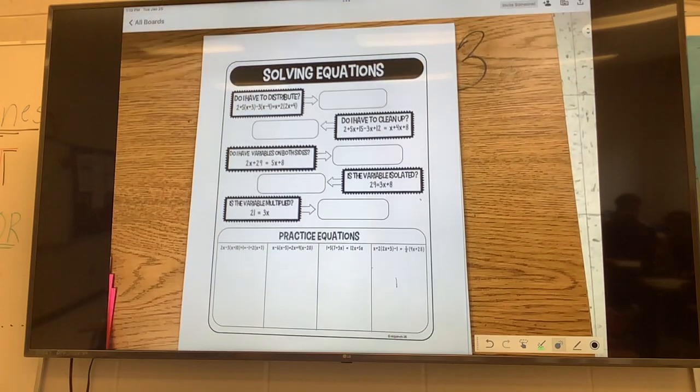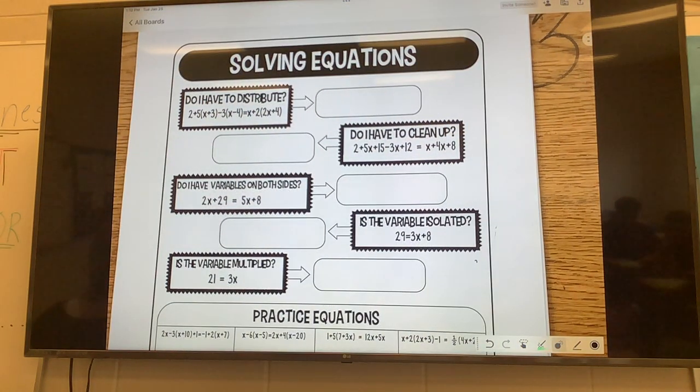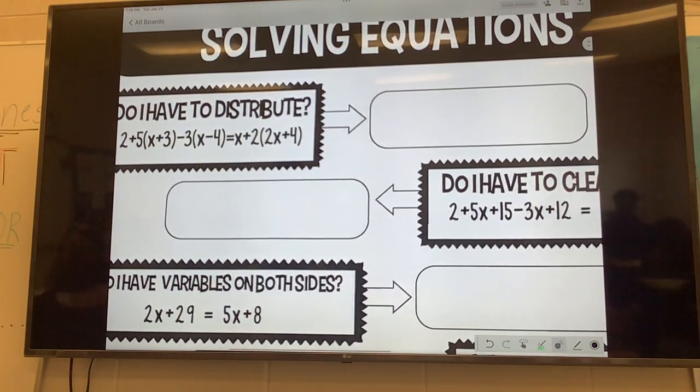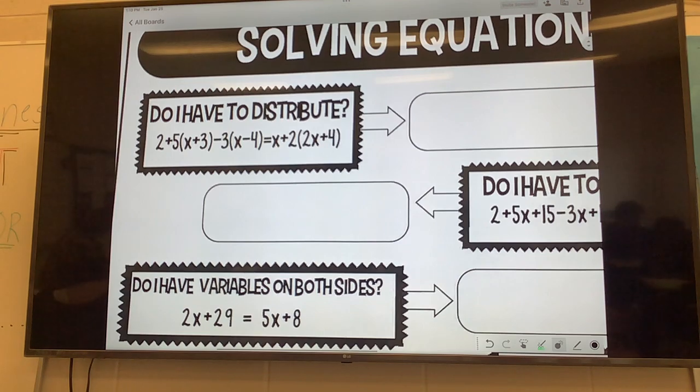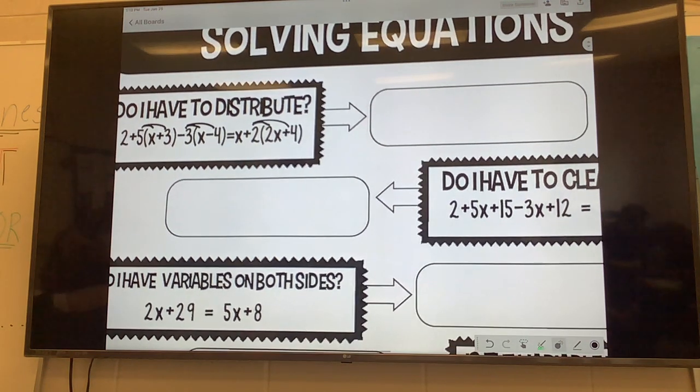And this, I like this, what do you call that thing? Graphic organizer. I like this one better because it tells you first, do I have to distribute? Well, if you see parentheses there, then you have to distribute. And distribute means to multiply. So you're going to multiply here, here, and here. You do not multiply this 2. That is not next to the parentheses, so that does not get distributed. So you're going to put the answer over here in this box, rectangle.